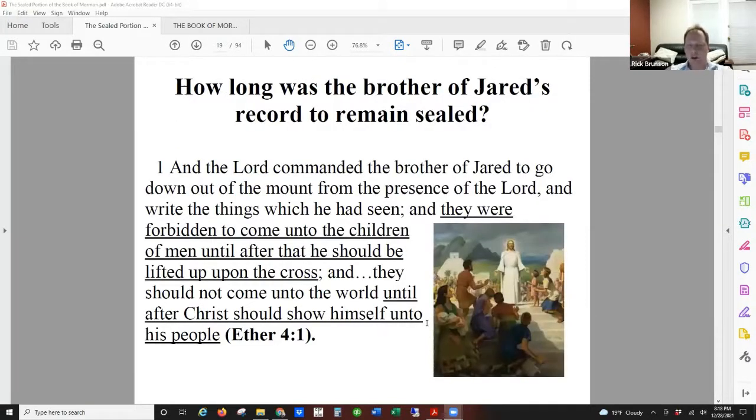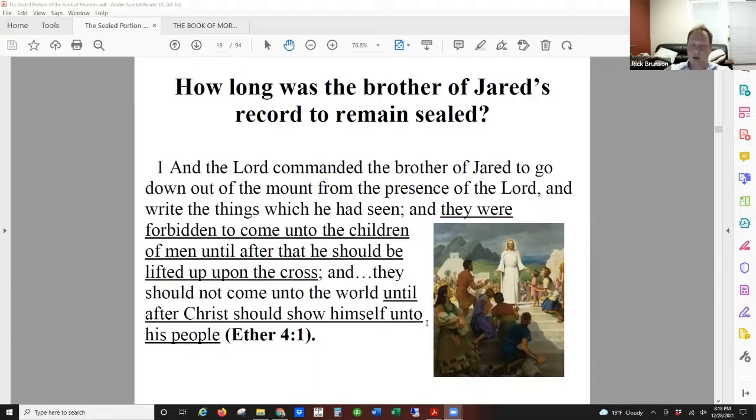So how long did the brother of Jared's record remain sealed? This is an important question, and Moroni answers this in Ether 4:1. It says, the Lord commanded the brother of Jared to go down out of the mount from the presence of the Lord and write the things which he had seen. And they were forbidden to come unto the children of men until when? After that he, meaning Christ, should be lifted up upon the cross. And they should not come unto the world until after Christ should show himself unto his people, meaning the Nephites.